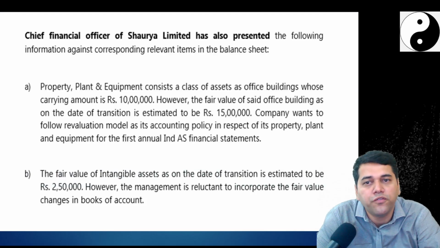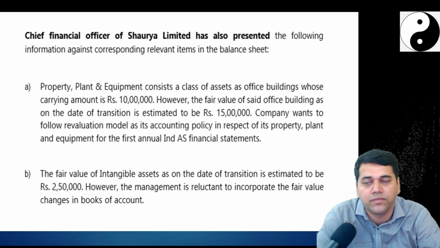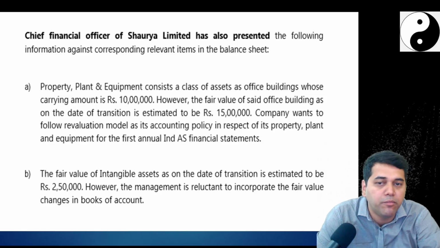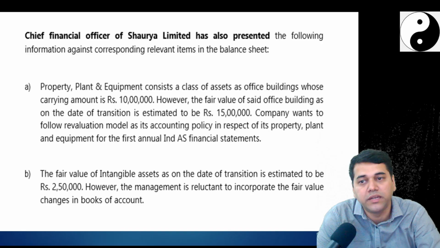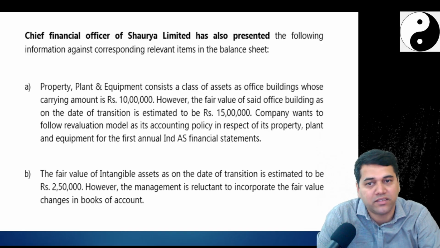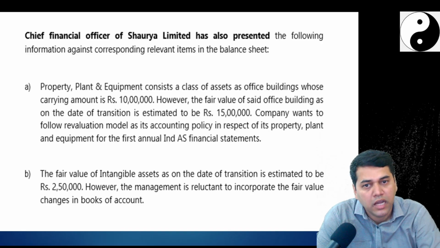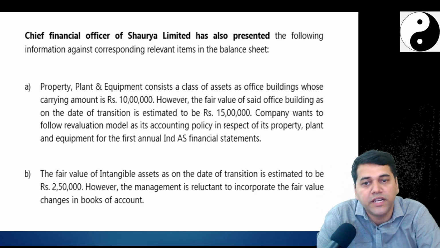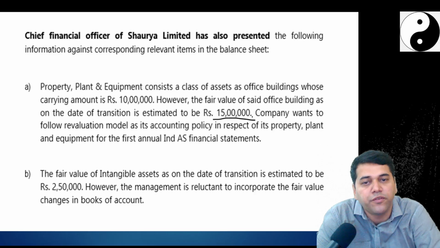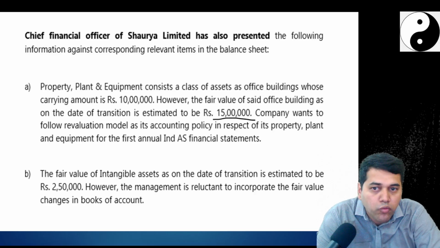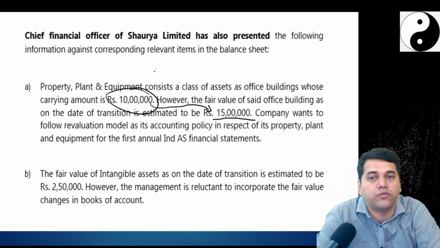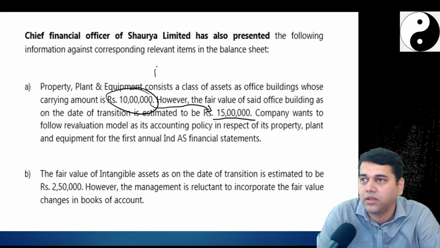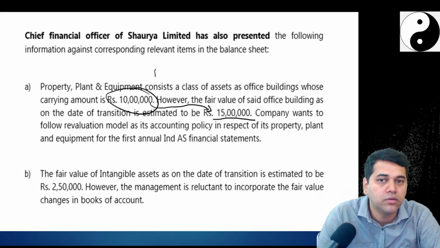Now the CFO of Shaurya presented the following information of the corresponding figures. They said that the property, plant, equipment consists of class of assets as office building whose carrying amount is 10 lakhs. However, the fair value of the office building on the date of transition is estimated to be 15 lakhs. Now, probably they don't want to go with the previous book value. There are only two options. One is go with the previous book value, but it is not just 10.